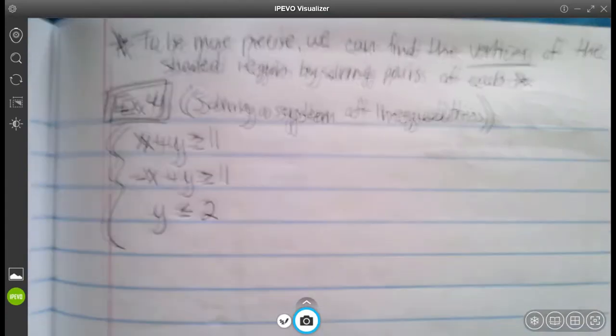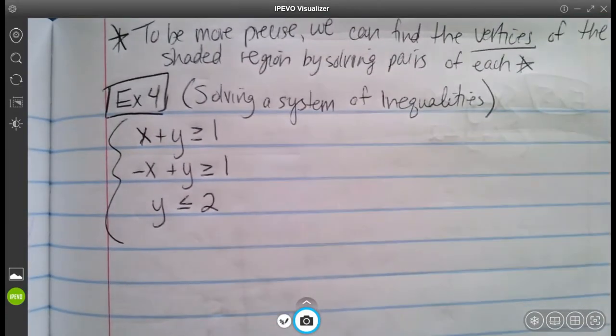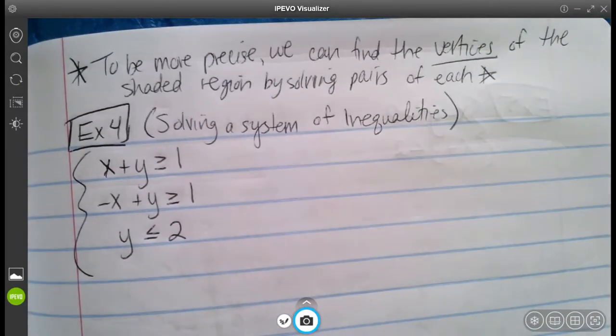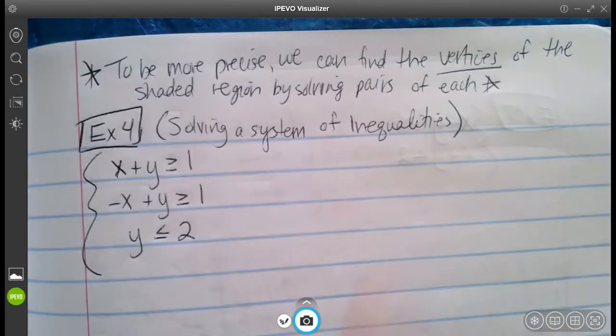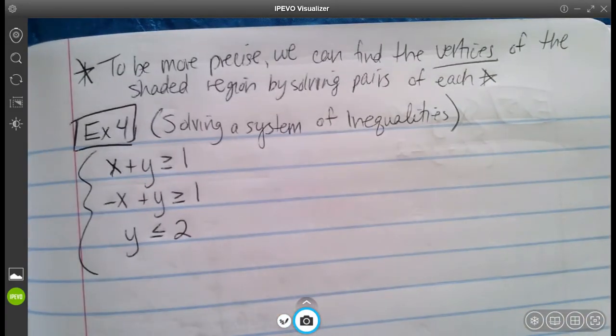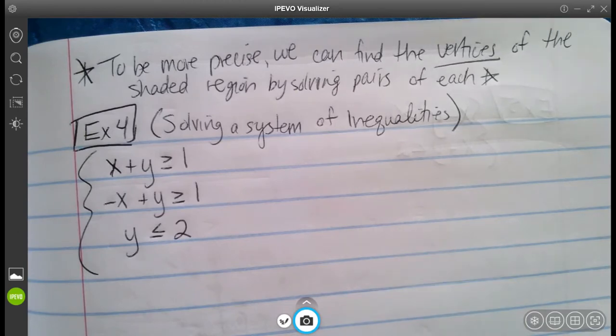Moving on. All right, so now we have more than one inequality. This is called a system of inequalities. So what we're going to do is we're going to graph them. And then I do have a note up here that says to be more precise, we can find the vertices of this region, so kind of like the corners, if we were to solve the systems in pairs. Okay, so we may or may not do that. We'll see if we have time for that.